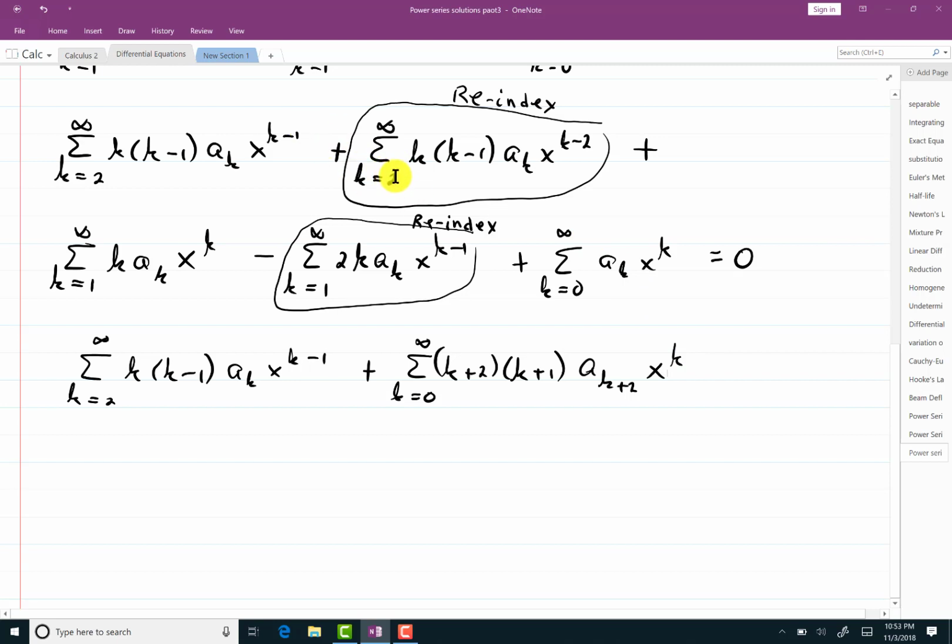Here on this series, it started as 2 times 1, a sub 2 x to the 0. And if you look down here, 2 times 1, a sub 2 x to the 0. So it works. I'm leaving this series right here alone for right now.